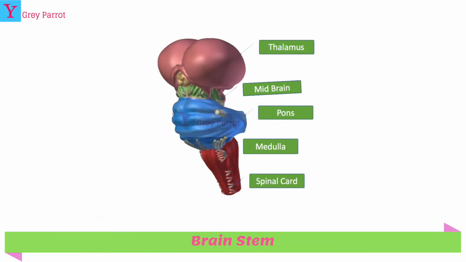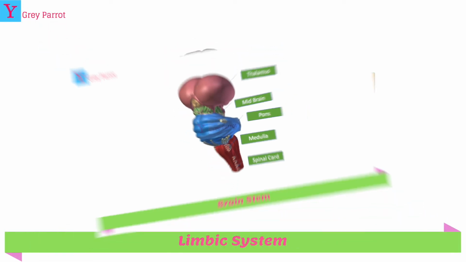You know, guys, that top bit is called the thalamus, and that green bit is called the midbrain, and that bluish one is called the pons, and that reddish one is called the medulla, and you know that tiny red one? It's the spinal cord. Oh, sorry, I did not tell you what we were learning now. Oh, we were learning about the brainstem.